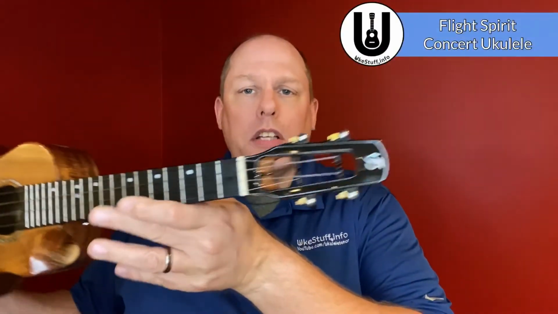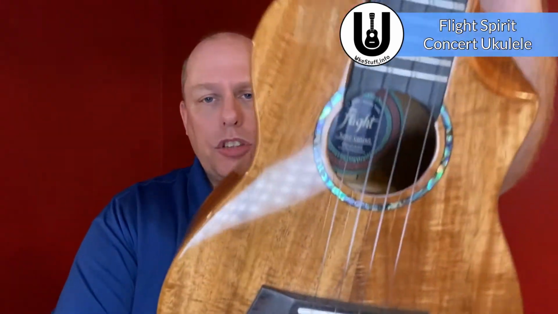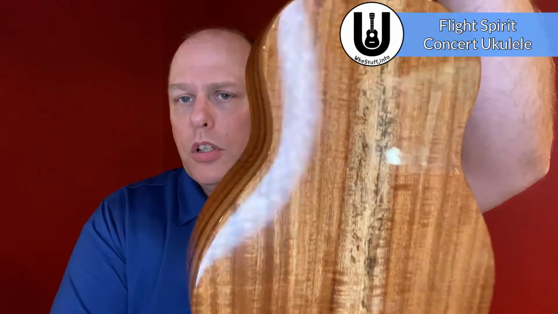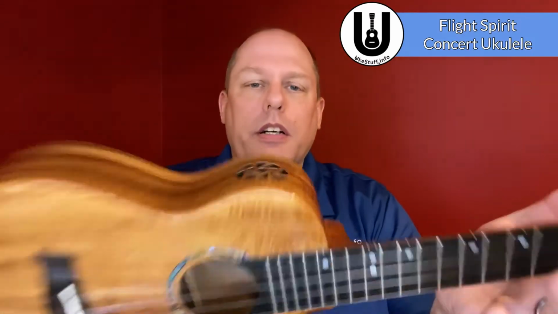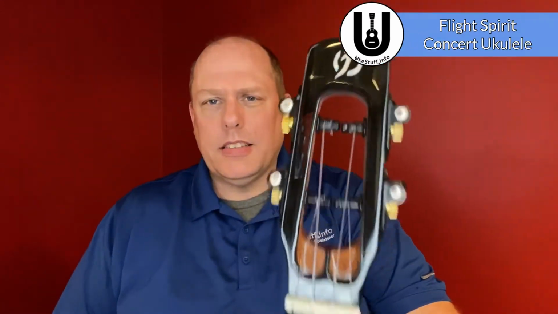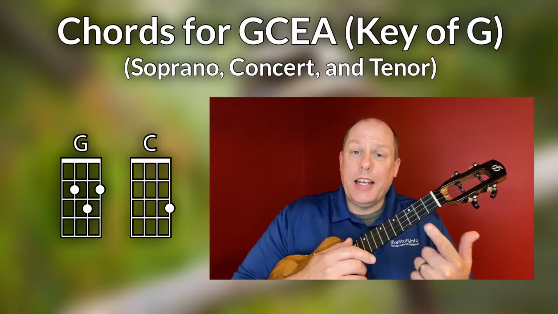First, for GCEA ukulele, I will be using my Flight Spirit concert ukulele. It is just a gorgeous ukulele. It sounds pretty. It looks unbelievable. Do you see that side sound port there? It's an amazing instrument. Check out that headstock. It's just a beautiful instrument. So let's look at the chords you need on GCEA ukulele in the key of G.